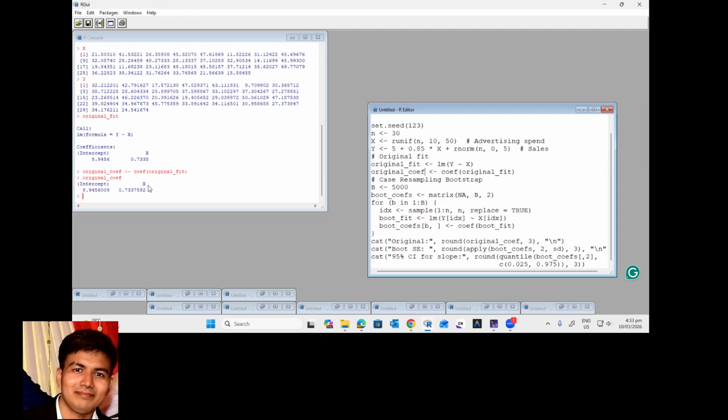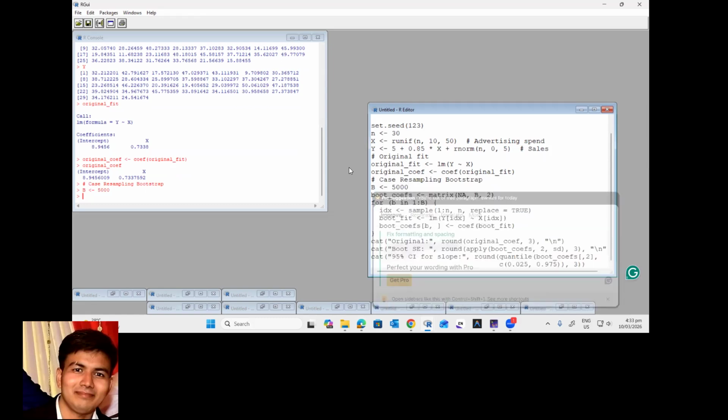All right. Now what we are going to do is set the resampling number to 5000 here. That defines the number of bootstrap samples to draw.